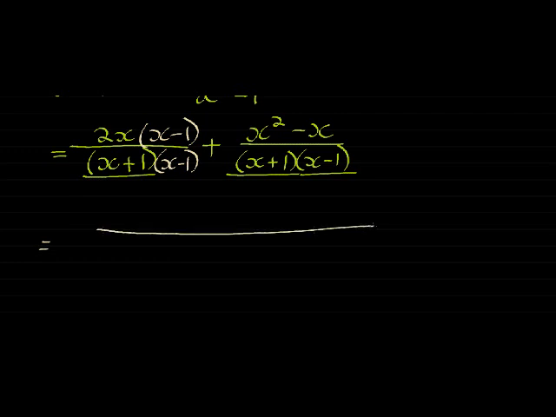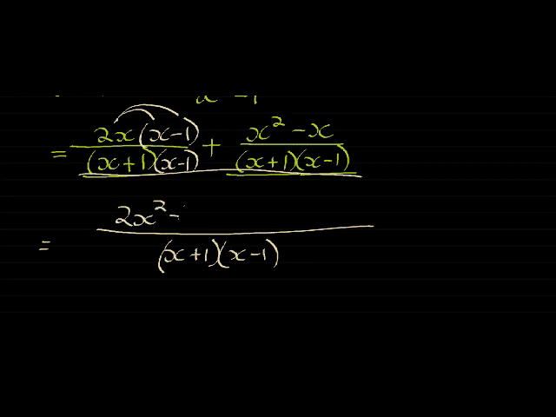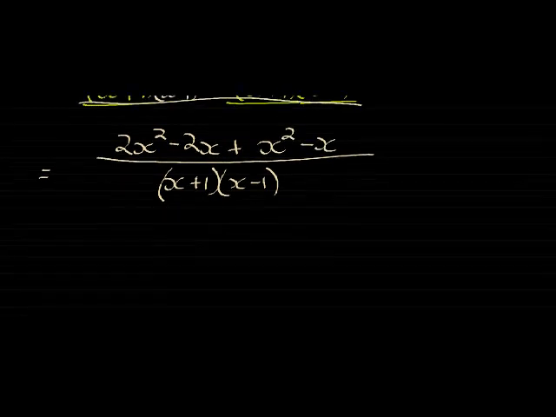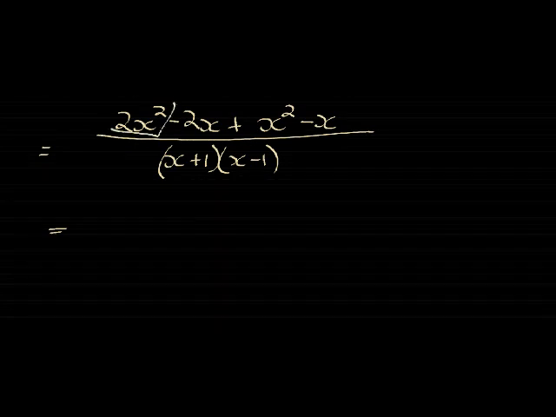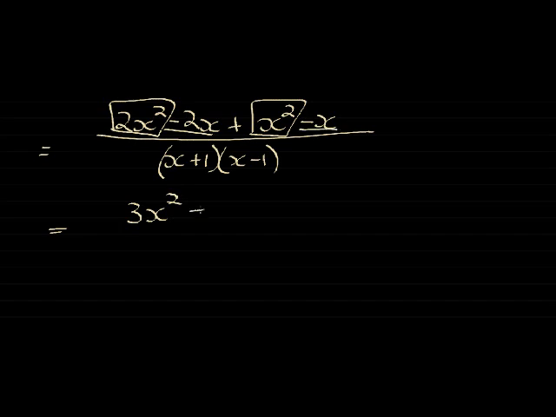So what I have then is over one denominator, x plus 1, x minus 1. Because the denominators are now the same, I can add the numerators. So let's multiply in the 2x. So I get 2x squared minus 2x plus x squared minus x. And continuing on this, 2x squared plus x squared gives me 3x squared. Minus 2x minus x gives me minus 3x. All divided by x plus 1 and x minus 1.